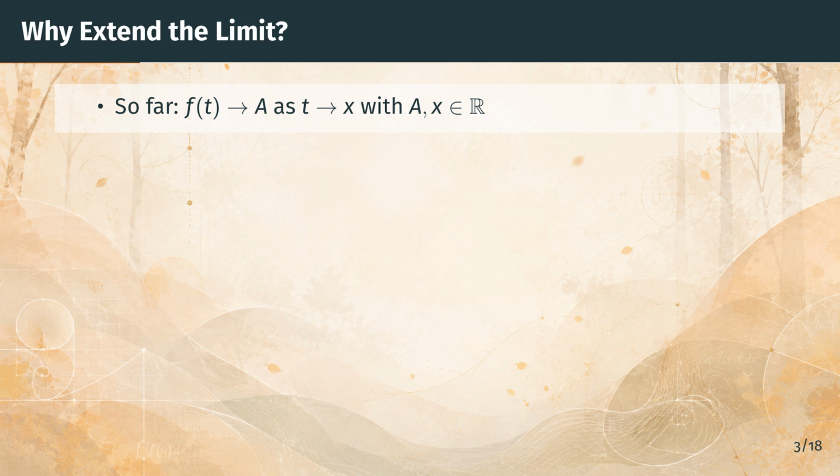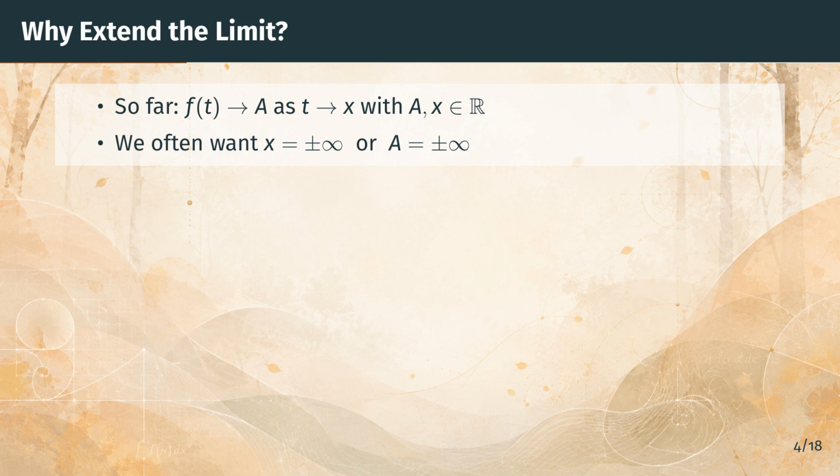Let's recall where we stand. Back in definition 4.1, we explained what it means for f of t to approach a value a as t approaches a point x. In that original setting, both the target a and the point x were ordinary real numbers. The first bullet on the slide records exactly that starting point. Now let's ask what is missing.